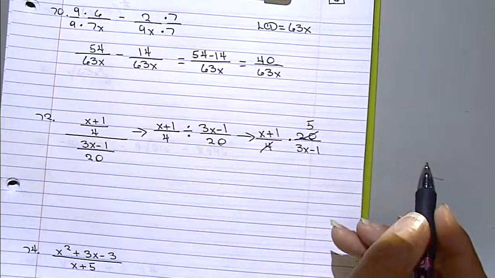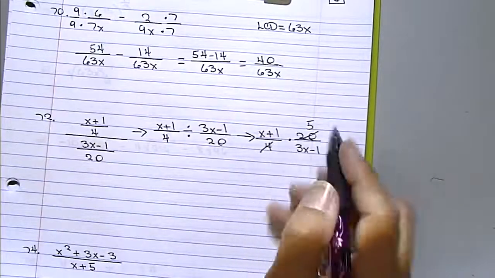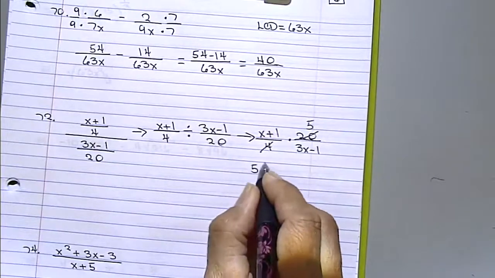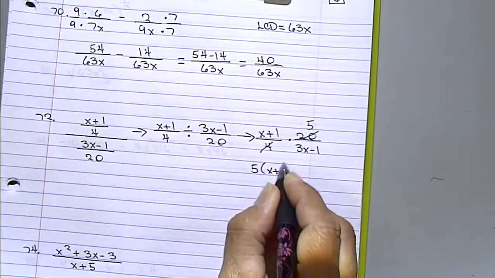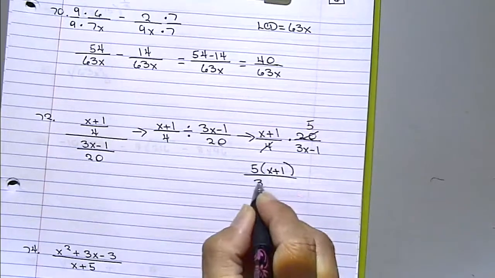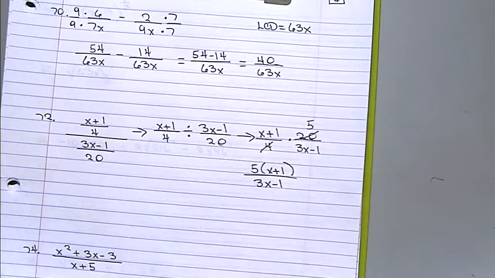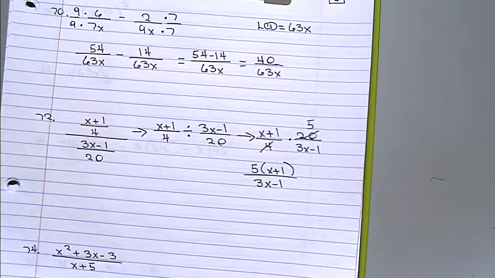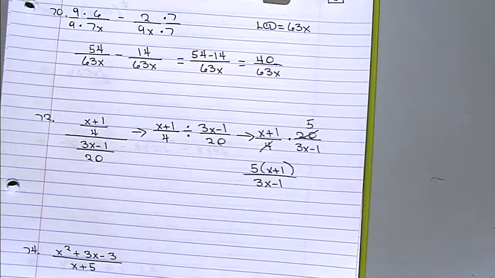5, right? So what have I got in the numerator? Well, I've got 5 times x plus 1. What do I have in the denominator? 3x minus 1. Is there anything else I can do? Well, if I multiplied that 5 out, it would give me 5x plus 5. That won't reduce. It's not the same terms, and that's where I leave it. That's all I can do with it.